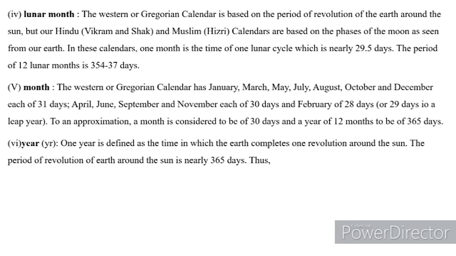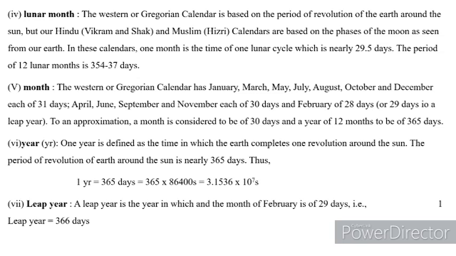Here they defined the year as the time taken by the earth to revolve around the sun, which they calculated as nearly 365 days. It is not actually exactly 365 days, it's nearly, so it varies. So 1 year is equal to 365 days, which is equal to 3.1536 into 10 raised to 7 seconds. A leap year means that every 4 years, February comes with an extra day, that is 29, and that is called a leap year.